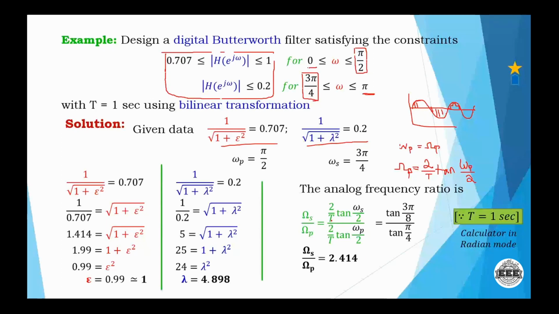Yeah, so here I'm substituting. Just assume that. Now 2 by T.